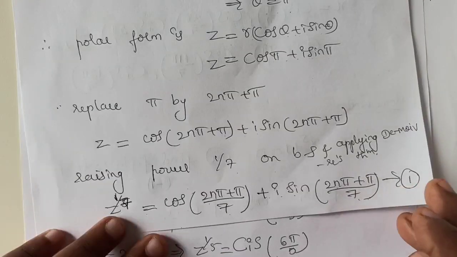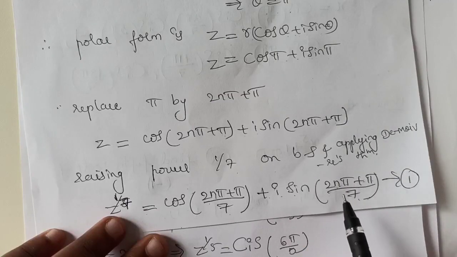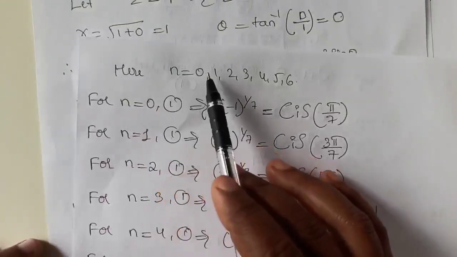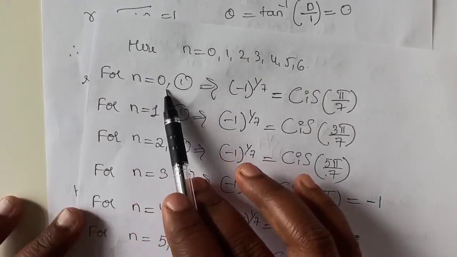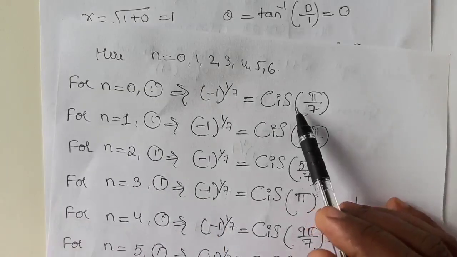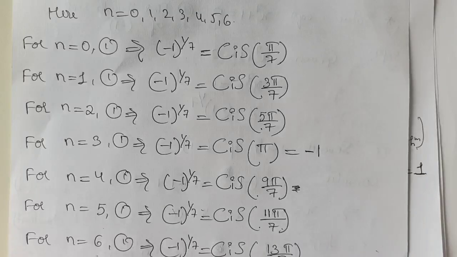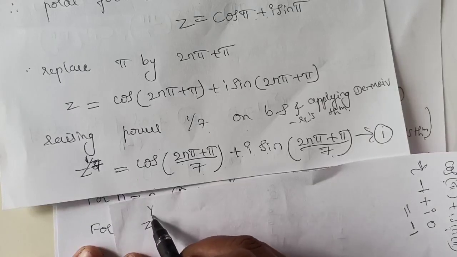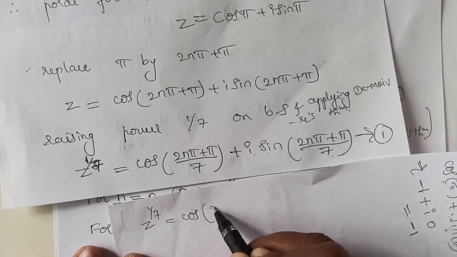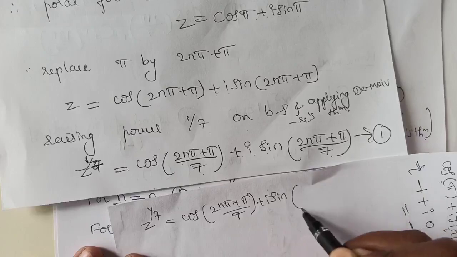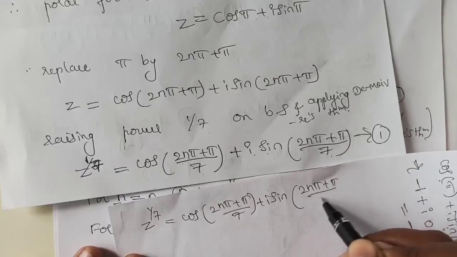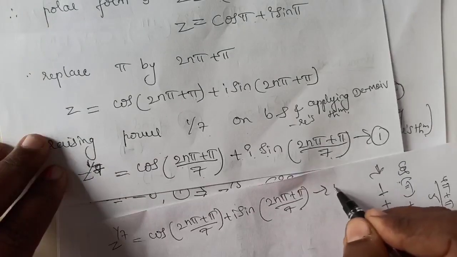Now on this basis, we substitute n values, that is n equals 0 to 6. So substituting n equals 0, 1, 2, 3, 4, 5 up to 6, we get the solutions. First I will write equation 1 here. Equation 1 is z power 1 by 7 equals cos of (2n pi plus pi) divided by 7 plus i sin of (2n pi plus pi) divided by 7. Okay, so this is our equation 1.